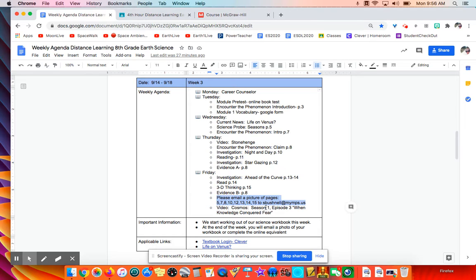3-dimensional thinking problem. Please make sure you either submit those online or get a picture to me at sbushnell@mymps.us.